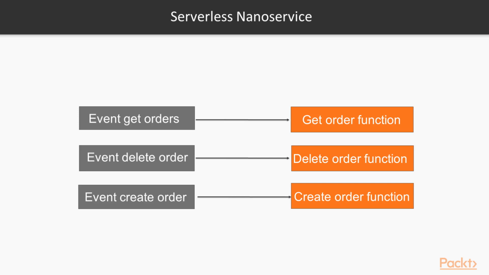The last pattern is the serverless nanoservice. One event, one lambda. There is one event for each lambda in the system. Everything is very isolated. I call it the nanoservice pattern. I don't know if there is a better name for this. So you have one function that does only one thing. The get orders event will call the function get order, and the same for delete, and the same for create, and for anything.